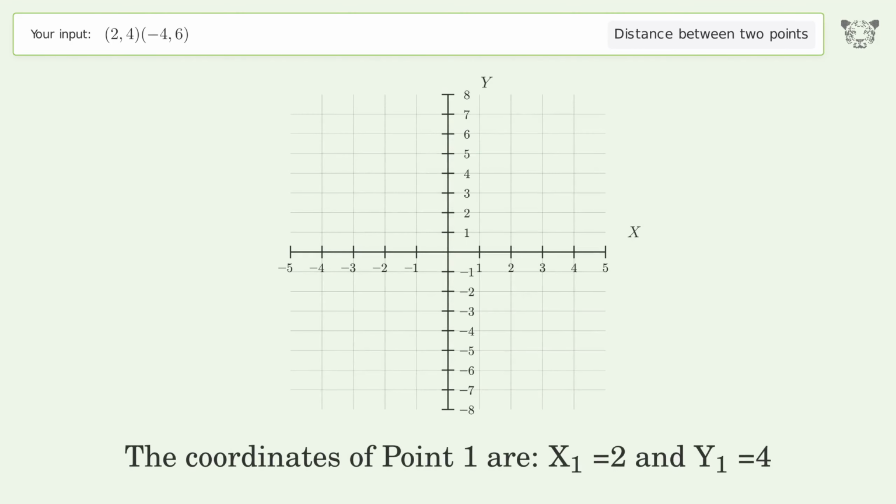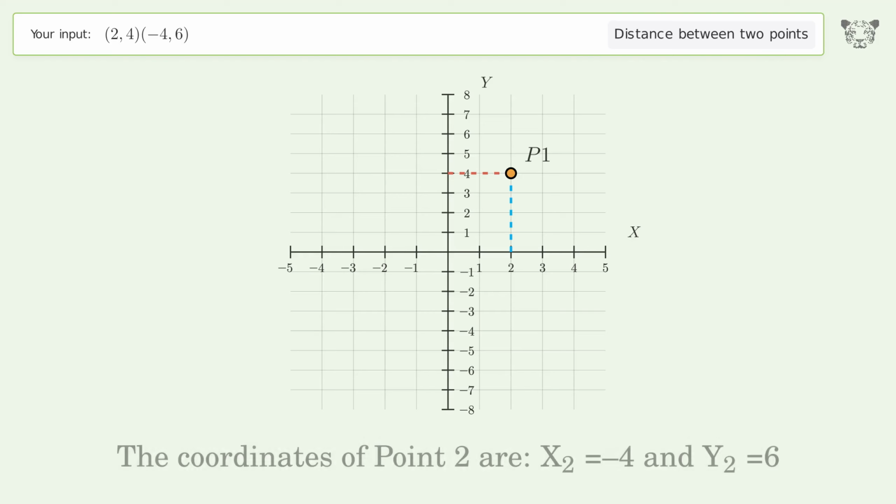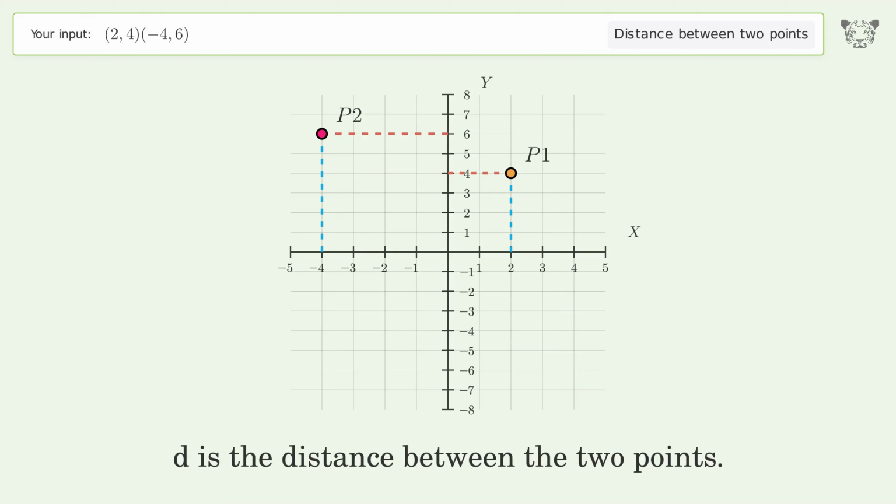The coordinates of point 1 are, x1 equals 2 and y1 equals 4. The coordinates of point 2 are, x2 equals -4 and y2 equals 6. D is the distance between the 2 points.